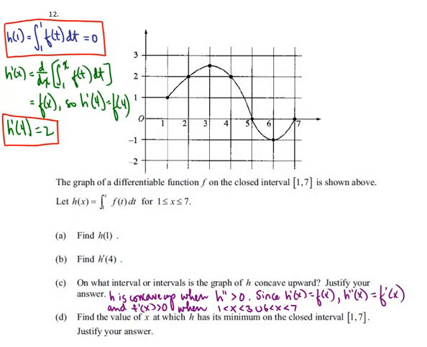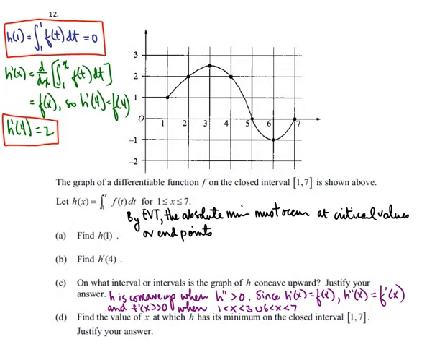Now for part D, we want to find the value of x at which h has its minimum on the closed interval from 1 to 7. And since this is a continuous function on a closed interval and we're looking for its minimum, so we're looking for the absolute minimum, we're dealing with the extreme value theorem. And by the extreme value theorem, now you don't necessarily have to say what that is, it states that a continuous function on a closed interval always has an absolute max and an absolute min, and they will occur at critical values and endpoints. So we say that by the extreme value theorem, the absolute min must occur at critical values or at endpoints.